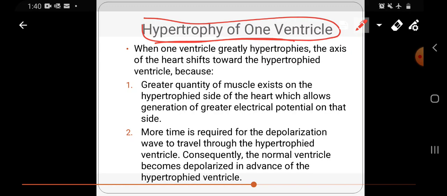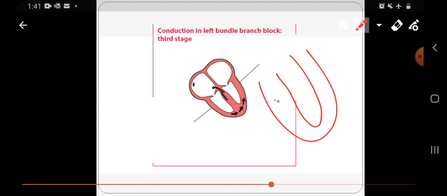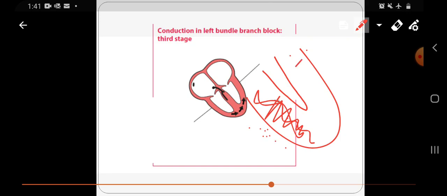Also, one of the reasons for this shift is that when one of the ventricles is hypertrophied, it would need more time to be depolarized. Okay, it means that the normal ventricle will be depolarized in advance. Now what is the effect of this? Let's assume this is the ventricle. Okay, and this is the septum. If the left is hypertrophied, it means depolarization here is going to be delayed. Okay, it's going to be delayed.